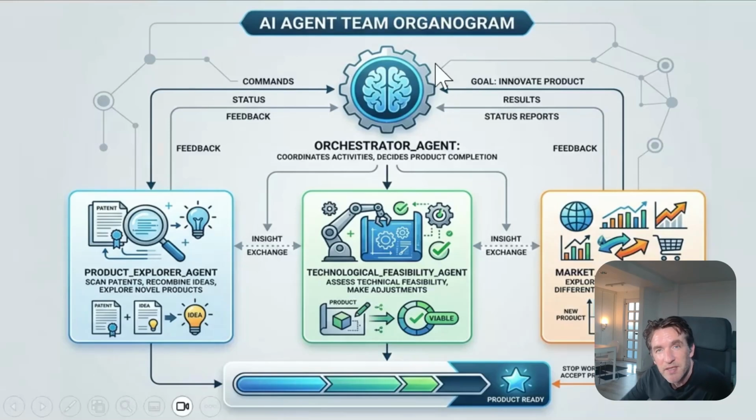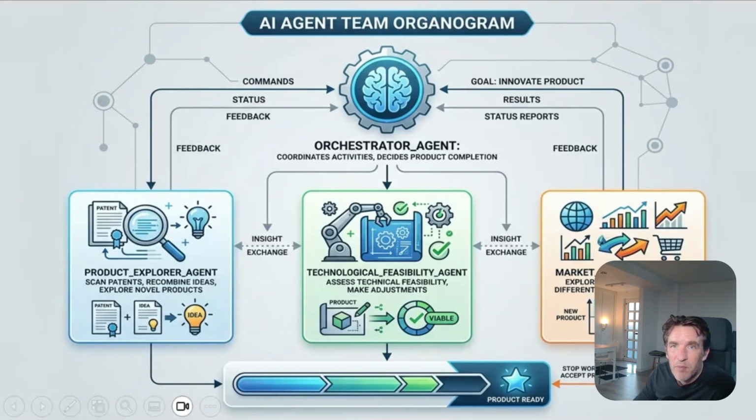Here you see a visualization of the team that I want to create. I have an orchestrator agent that can delegate tasks to different sub-agents. Then I have my product explorer agent. This agent needs to read the patents and think about which kind of product could be developed based on these patents. I have a technological feasibility agent that assesses the feasibility of products ideated by the product explorer agent.